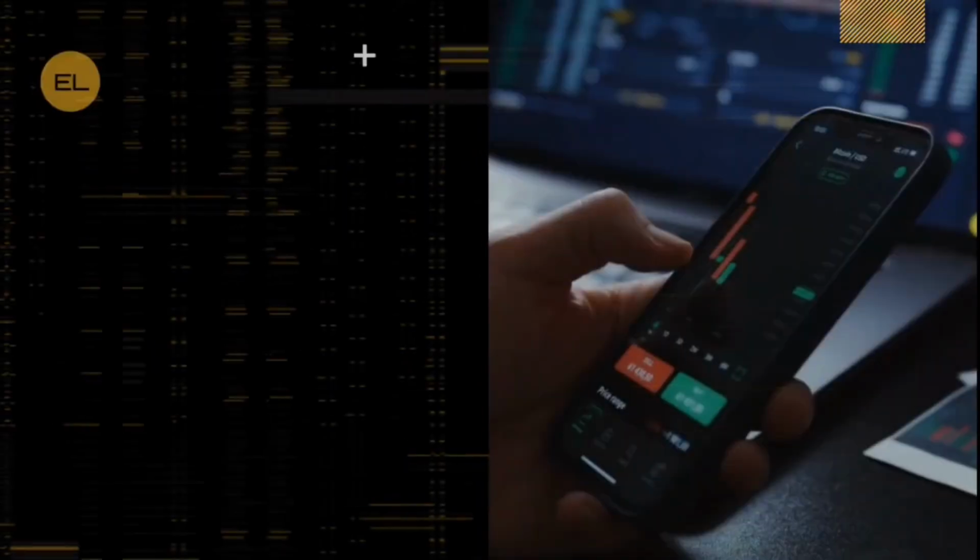LG AI Research has recently unveiled EXAONE-3.0-7.8B-Instruct, a state-of-the-art bilingual, English and Korean generative model. This model, which boasts 7.8 billion parameters, represents a significant advancement in the field of large language models.